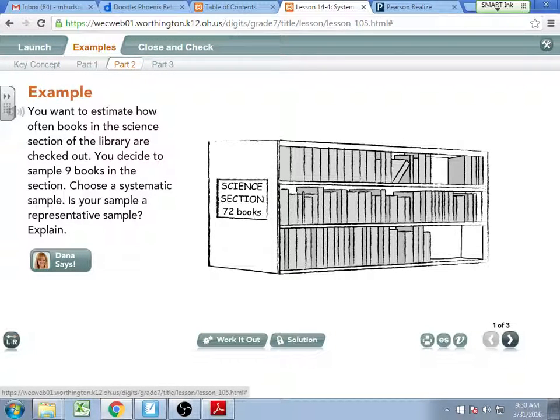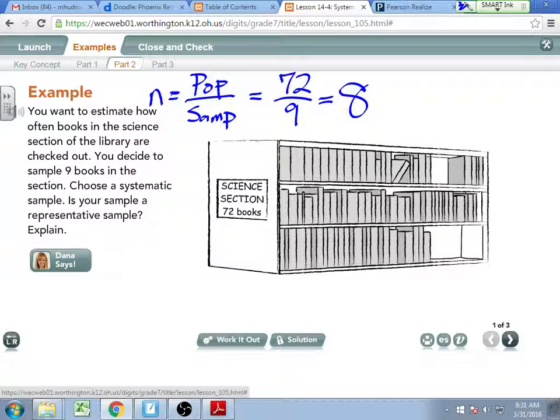So we want to estimate how often books in the science section of the library are checked out. You decide to sample 9 books in the section. Choose a systematic sample. Is your sample a representative sample? So, anyone think they know how to do this? I have 72 books in the section. I want a sample of 9. Yeah, Crystal? Yeah, so to find my interval, N will be the population size over the sample size that I want. So my population here is 72. My sample size that I want is 9. I choose every 8th book.